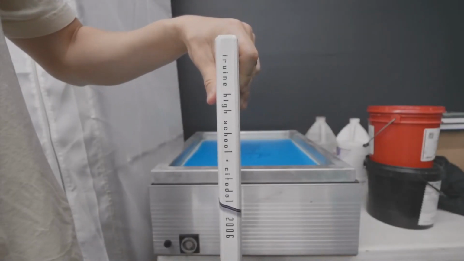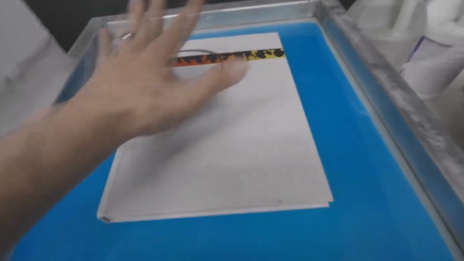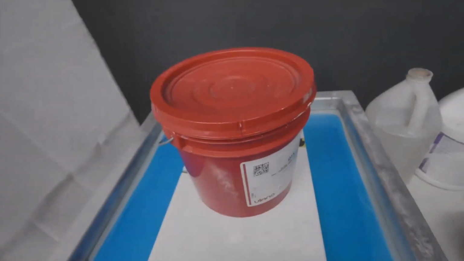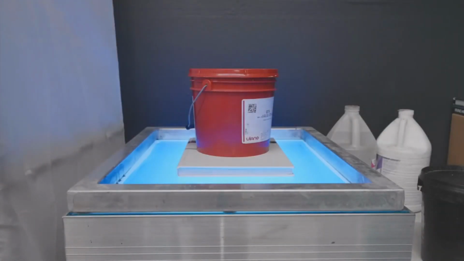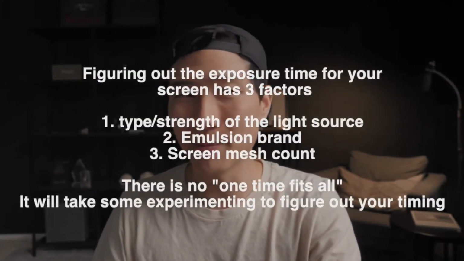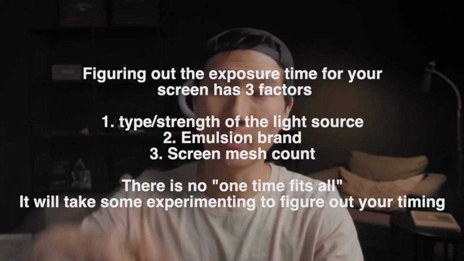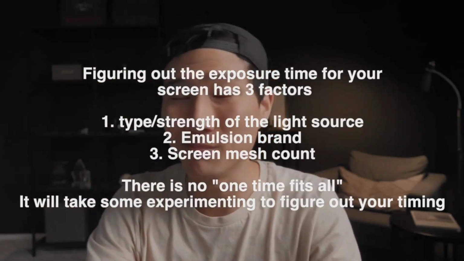So in order to make sure that it's making complete contact, you want to put some sort of flat weight on top. In this case, I'm going to be using my high school yearbook and just a gallon bucket of water just to add some extra weight. I'm gonna let the screen expose. In my case, it takes about 30 to 40 seconds for it to expose. If you do it out in the sun, it might take about 10 to 15 minutes. If you do it with a light source on top, it could take up to 8 to 10 minutes.